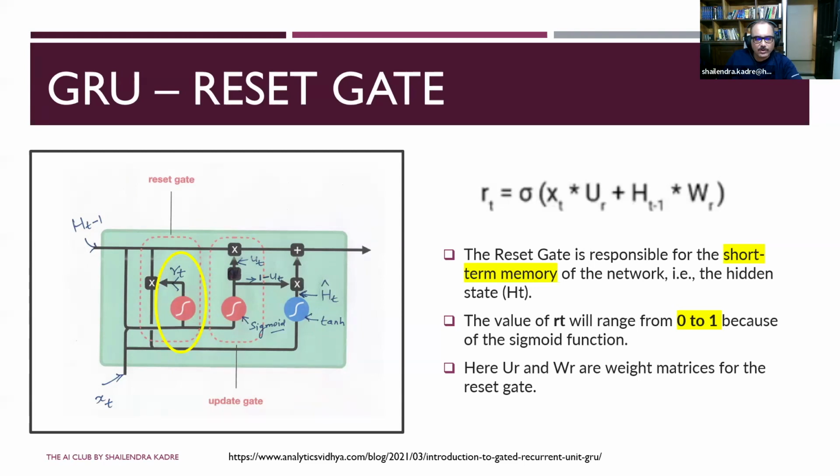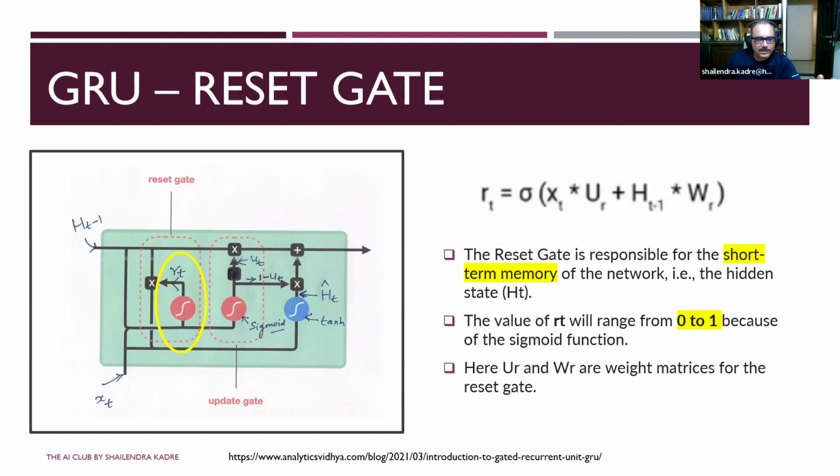We know that sigmoid is a continuous function that varies between 0 and 1. Tanh, the hyperbolic tan function, varies from minus 1 to 1. It is a similar function to sigmoid, but its value varies from minus 1 to 1. So I think it is not very difficult.